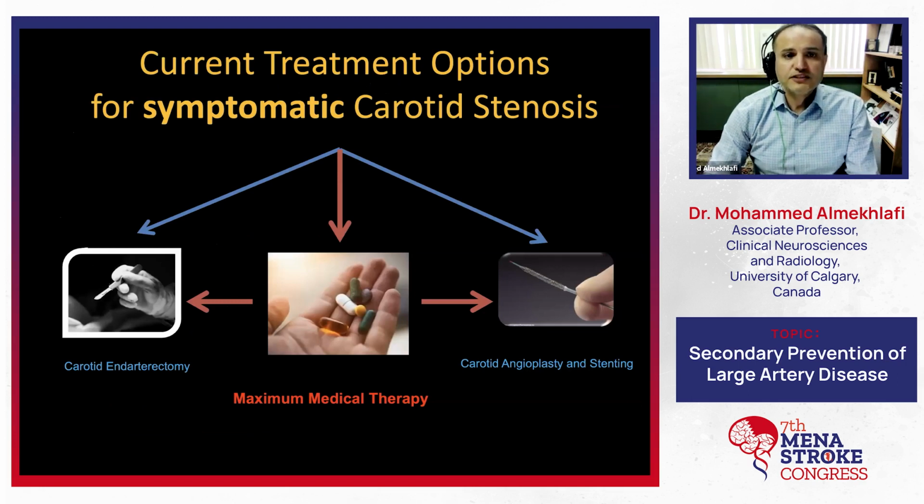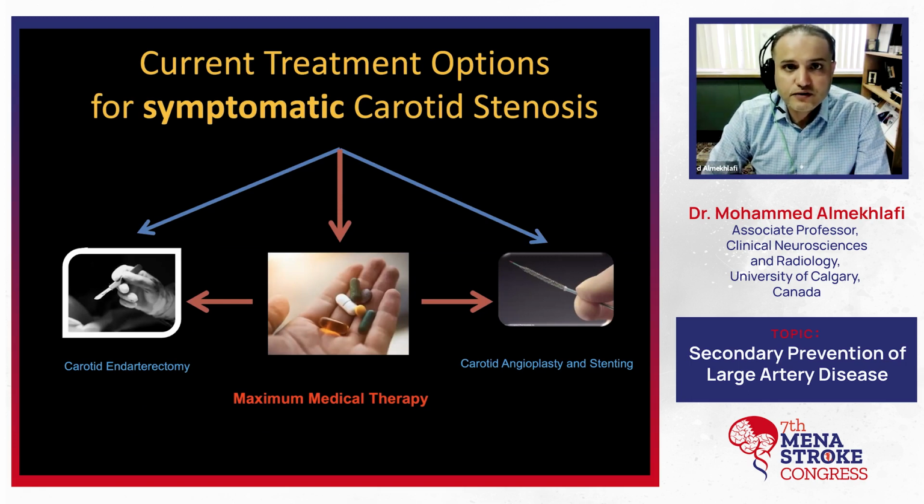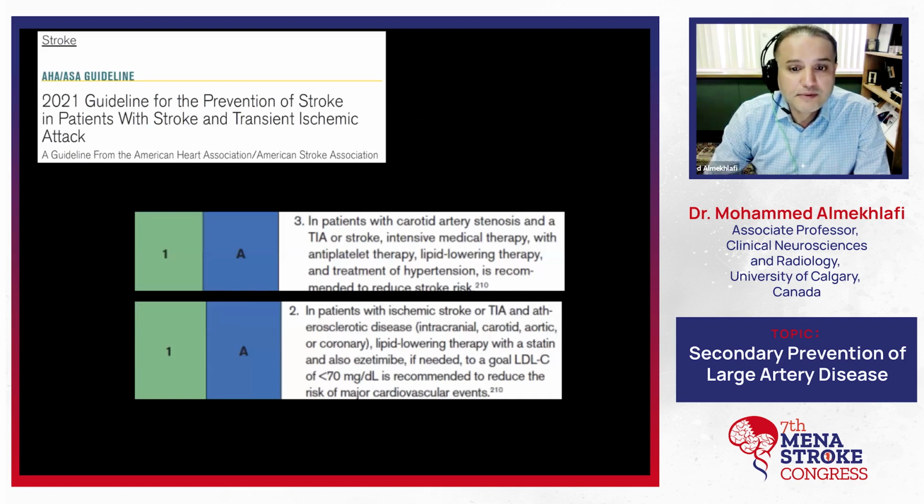For current treatment options for symptomatic severe carotid disease, we have two revascularization options in addition to maximum medical treatment. The maximum medical treatment in the current guideline includes antiplatelet therapy, preferably dual antiplatelet therapy in the short term, a lipid-lowering agent, as well as treatment of high blood pressure and diabetes. For the lipid-lowering agent, the current cutoff recommended for patients with severe carotid disease is less than 70 milligrams per deciliter, which is about 1.8 millimoles per liter.